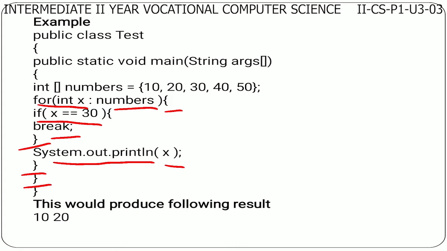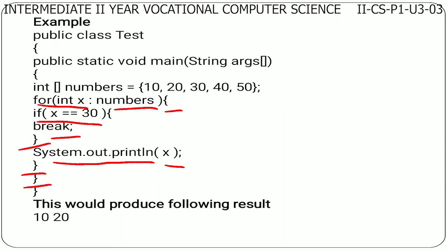Here, let us see how this break statement executes in the program. As we know, I'm accessing the array using a for loop. So here these elements are represented by x. When I say System.out.println, the x is printed. That is, this x represents the numbers present in the array.